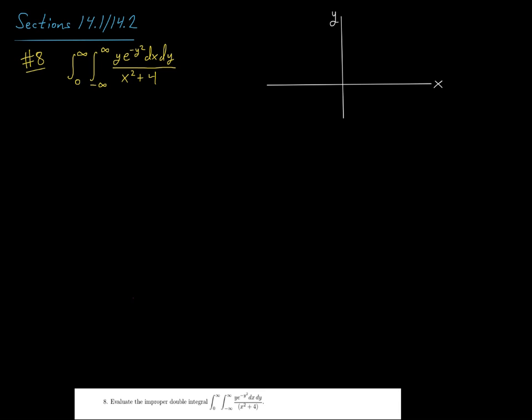Alright, in problem number 8, we're asked to evaluate an improper double integral. This is the integral of the function y e to the negative y squared all over x squared plus 4. And x varies from minus infinity to infinity, and y varies from 0 to infinity.